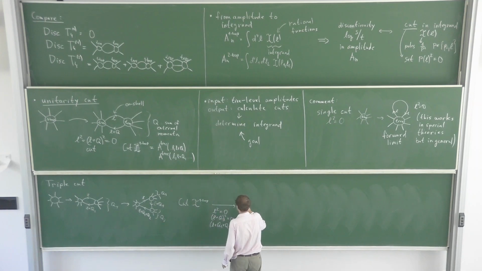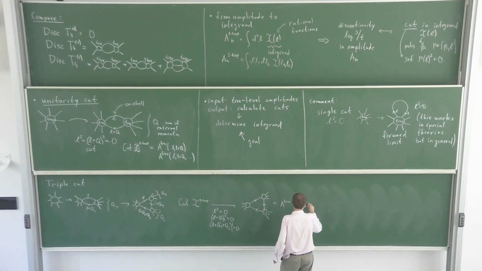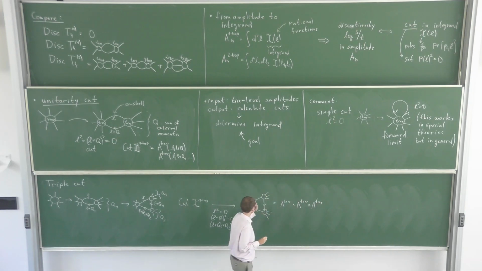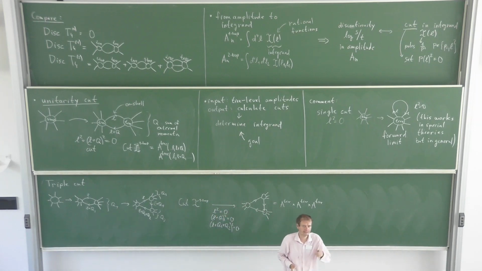is this picture. Okay, I draw it again. And this is a product of three tree-level amplitudes. So this is equal to tree level times tree level times tree level. With all the legs on shell in this picture, these guys are on shell, these guys are on shell. These are just tree-level amplitudes with the legs that you can see in the picture. Okay, yes, question.